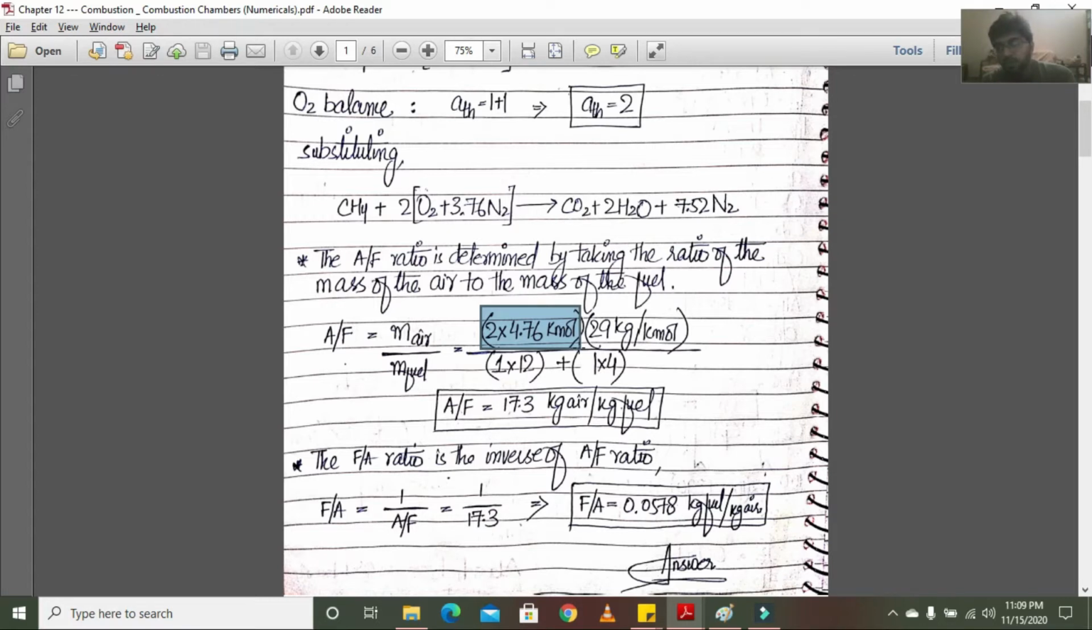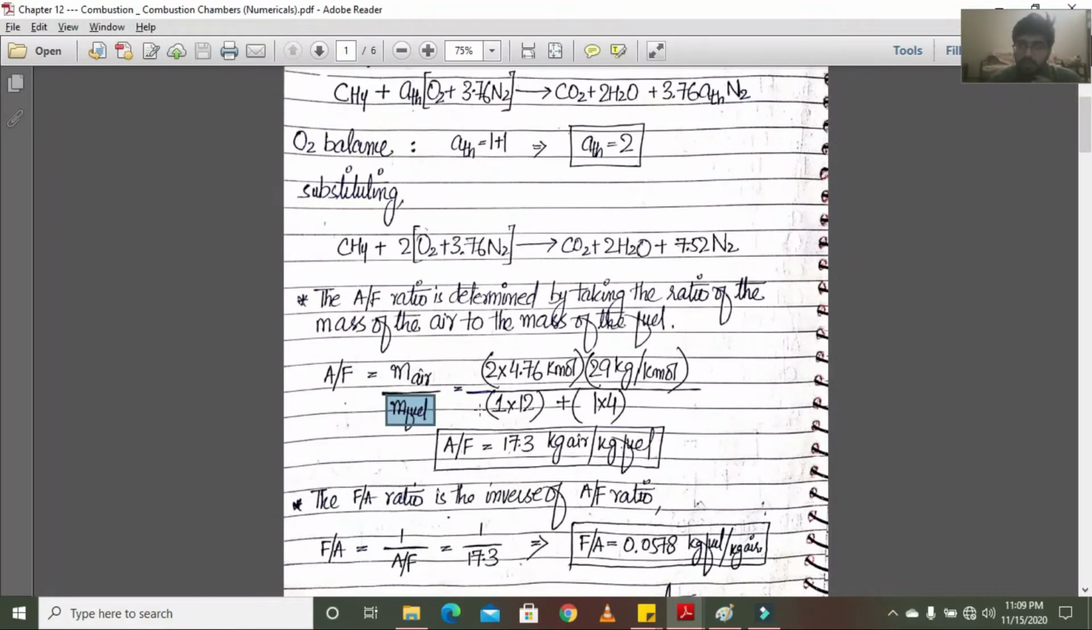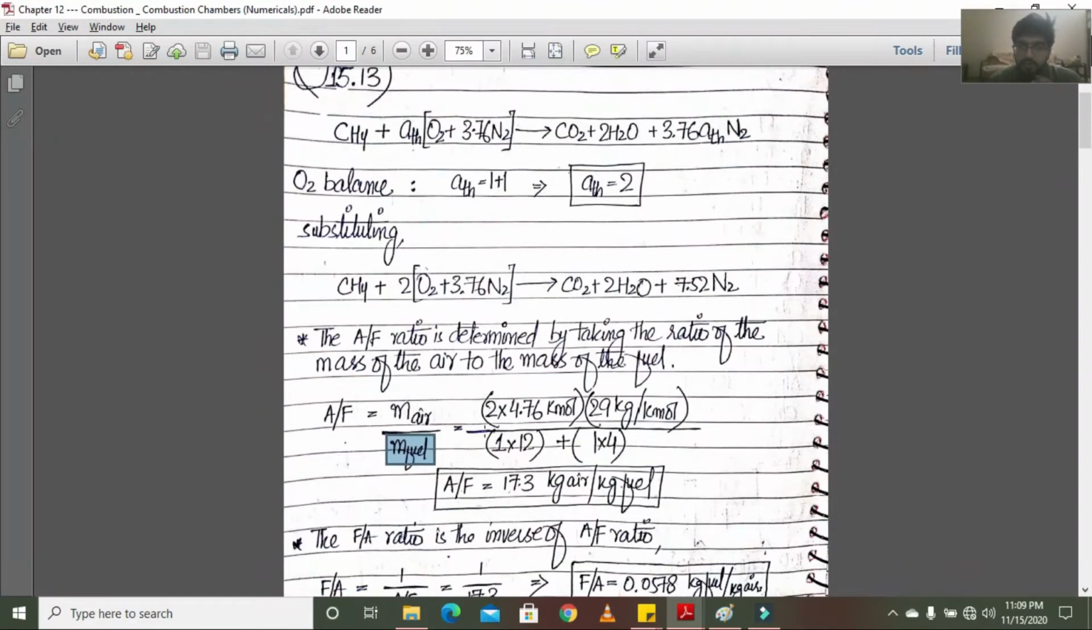This is how we are going to get the mass of the air, by multiplying the number of moles with the molecular mass. And in the denominator, we have to determine the mass of the fuel. Here you can see we had just 1 mole. We do not have to write the mole here, since the mole of the fuel is just 1.